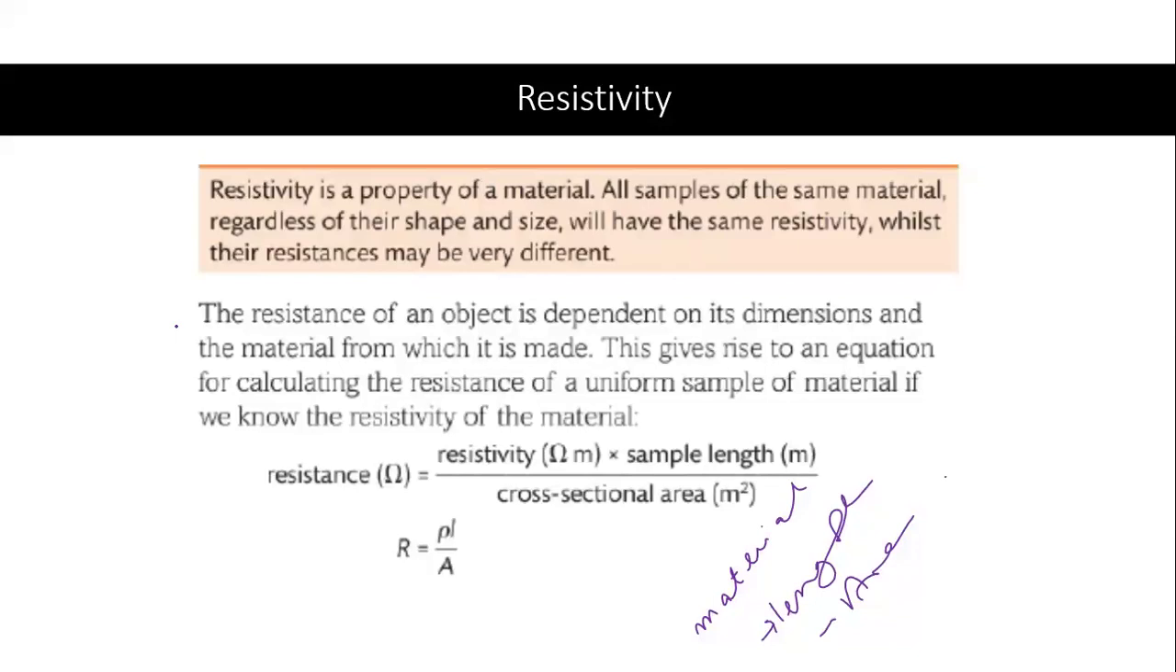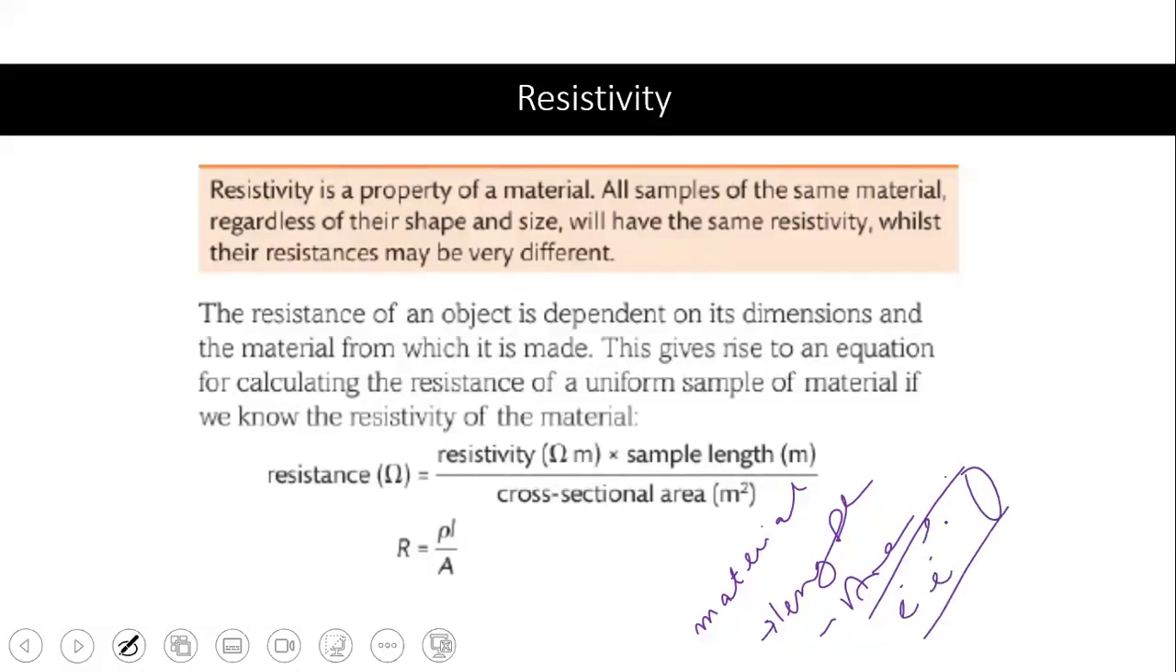Then it depends upon the area. Greater the area, the more space your electrons have to travel, the more they will be spread apart and the more they will be further away from each other. Hence, you will see fewer collisions taking place.